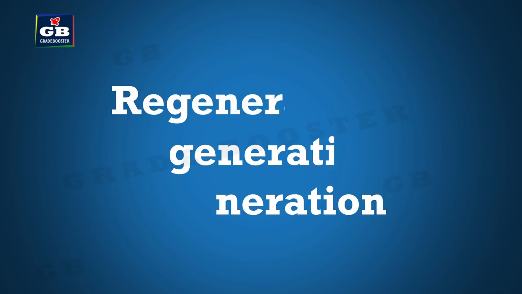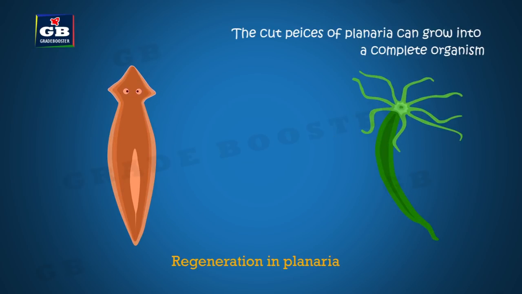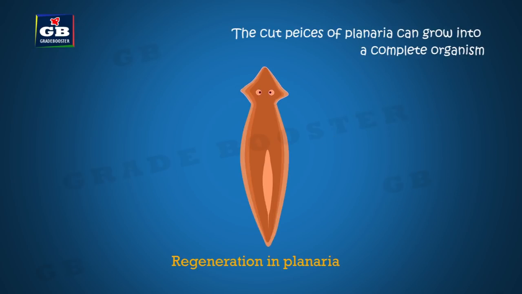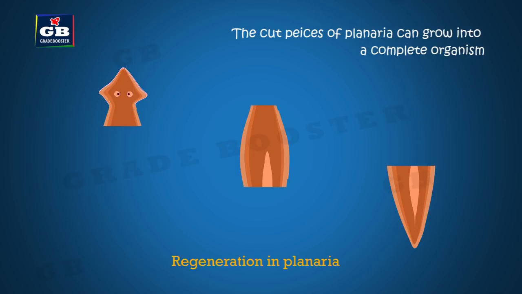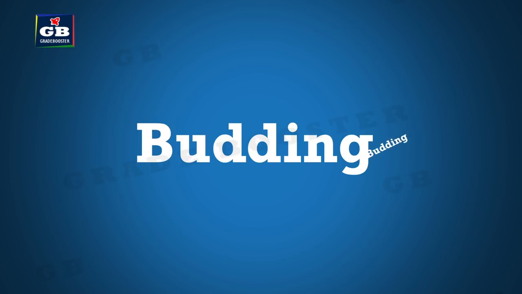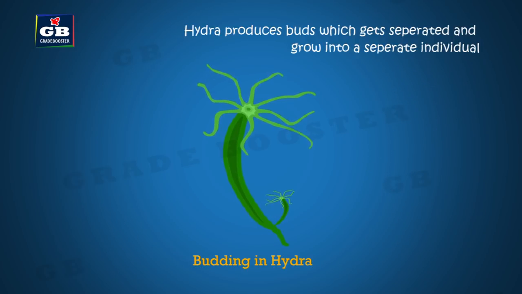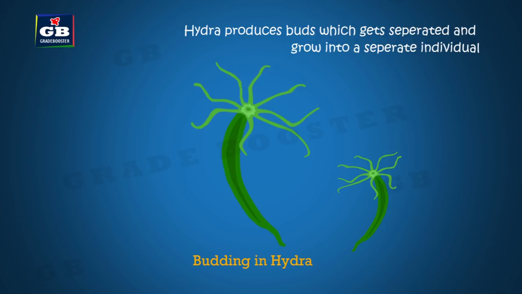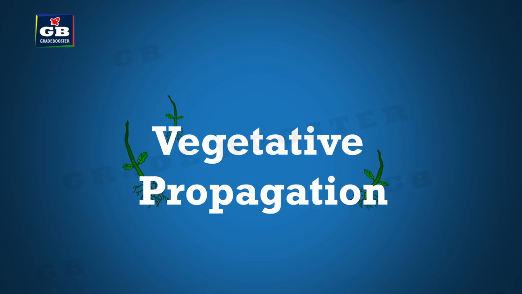Four, regeneration. Planaria and Hydra. If these organisms are cut into pieces, each piece can grow up into a complete individual. This is called regeneration. Five, budding. Hydra produce buds on their bodies. These buds get separated and can grow as an individual. This is budding.